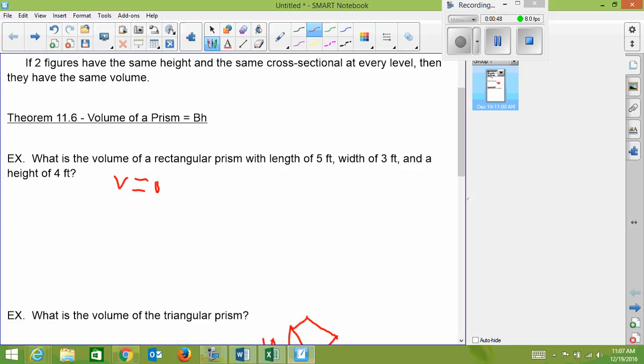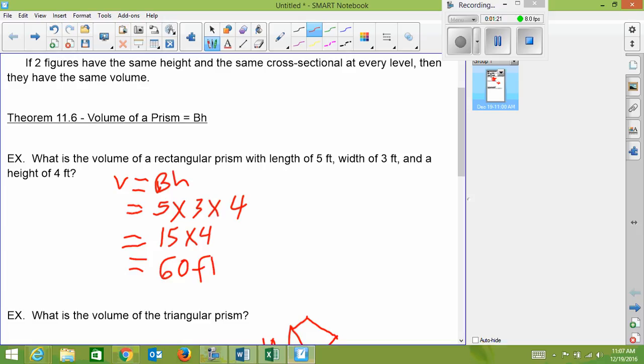So my formula is big B, little h. Again, the big B stands for the area of the base. And a rectangular prism, those are the easiest ones to do, because the area of the base would be length times width, and so you just go 5 times 3, and then you do the height, which is 4. So you just multiply those together, and there you have your answer. So 15 times 4. The volume of that rectangular prism is 60 cubic feet. It was a pretty easy one.